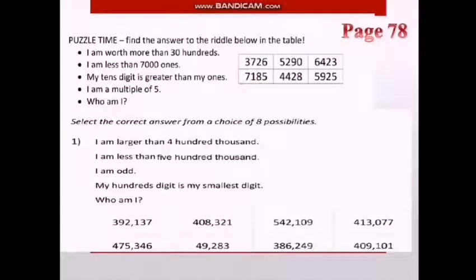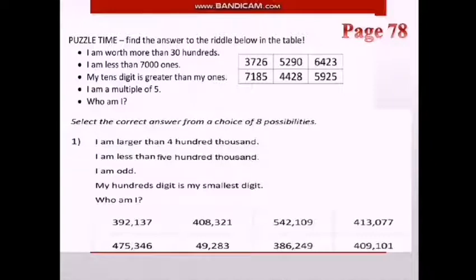Now, open page 78 in your booklet. Now it's puzzle time. Find the answer of the riddle below in the table. If you look at this table, we have 6 numbers and we want to choose only one number from them. So we must use these clues to find the right answer.